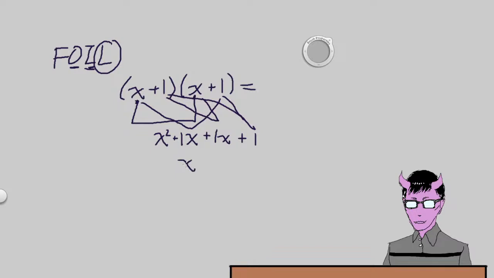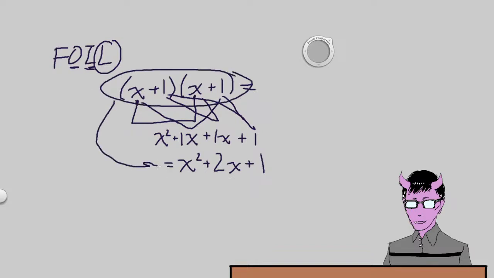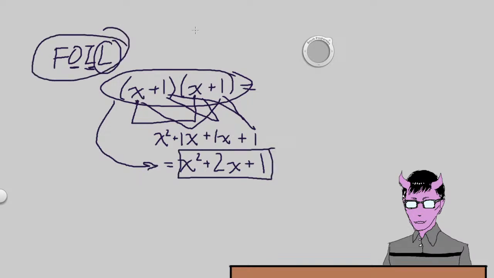You collect the like terms, thereby yielding x squared plus 1x plus 1x is 2x. This is a constant, so you leave it alone. So in conclusion, if you multiply those two factors, expand it out, you will get this as a return. Some people like to call it foiling. Again, I don't particularly care for the name.